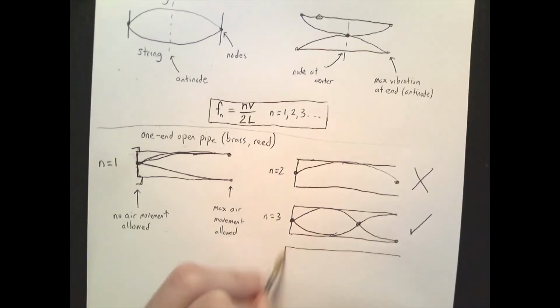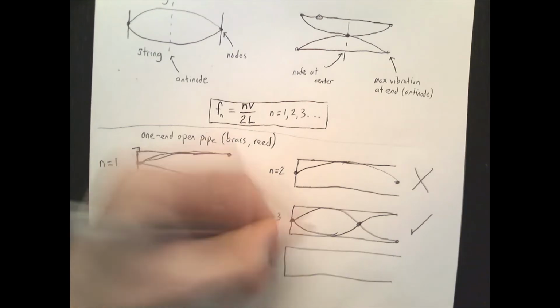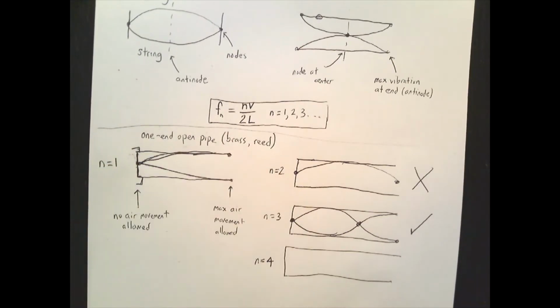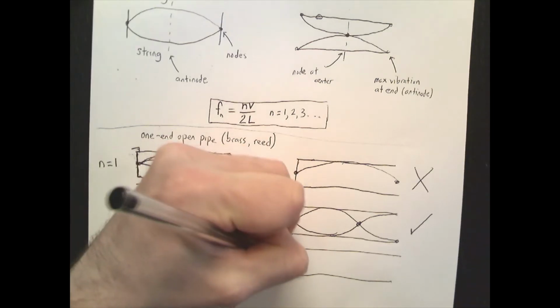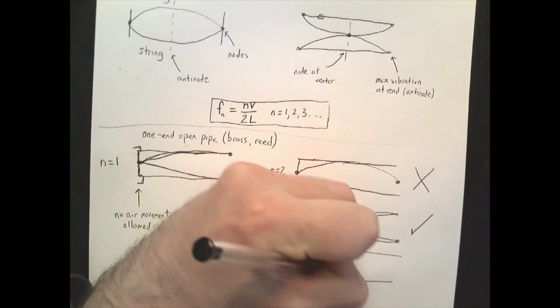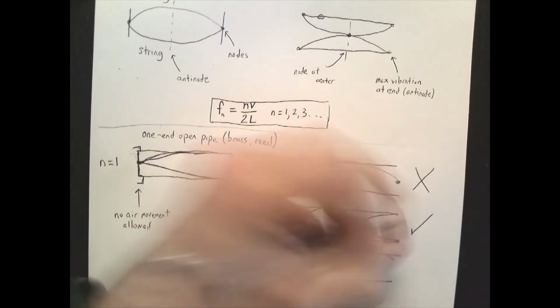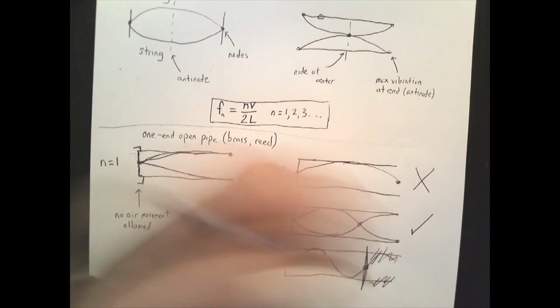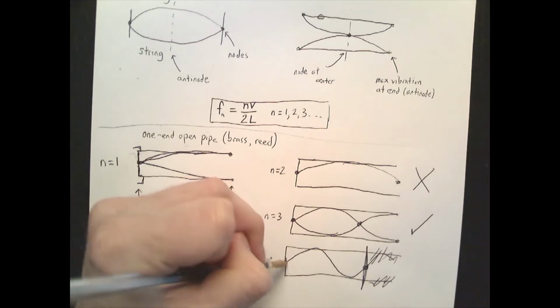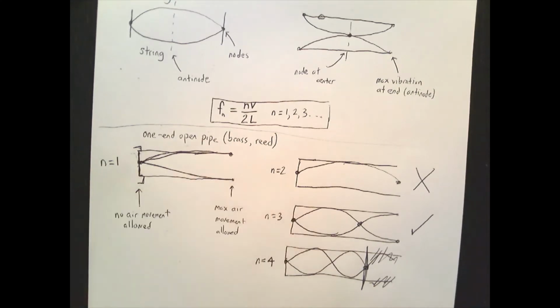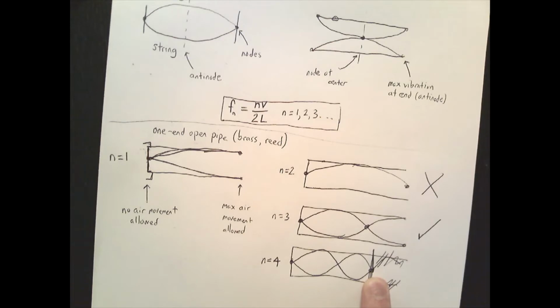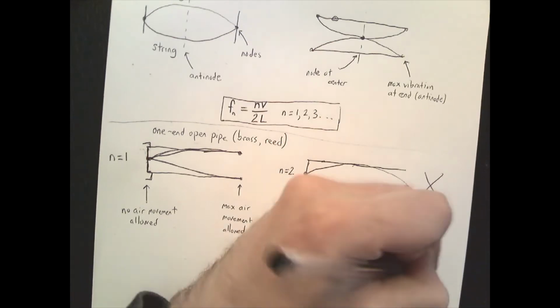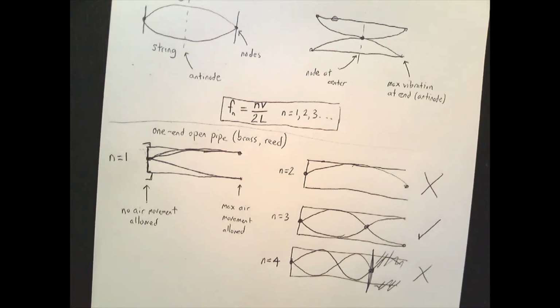We can try it again with n equals 4, but we're going to run into a similar issue. Now that we have 4 quarter wavelengths, we have a full wavelength in the pipe. Let's pretend our pipe ends there. So now we have a full wavelength in the pipe, but this is not allowed because we cannot have a node at the other end of the pipe. So the rule ends up being we're only allowed to have odd numbers for n for a one-end open pipe because of the boundary conditions there.